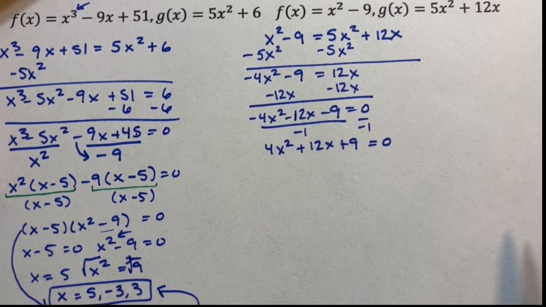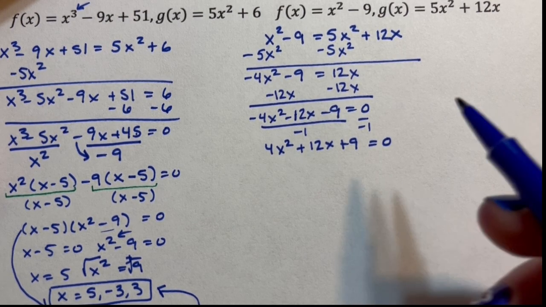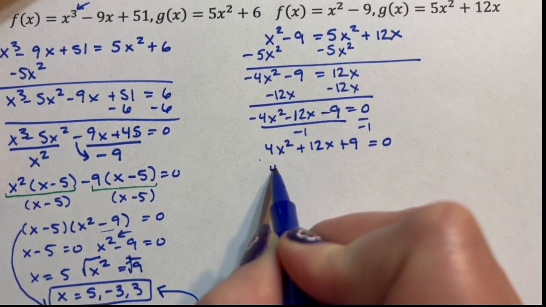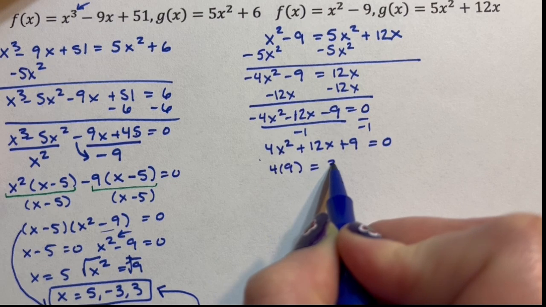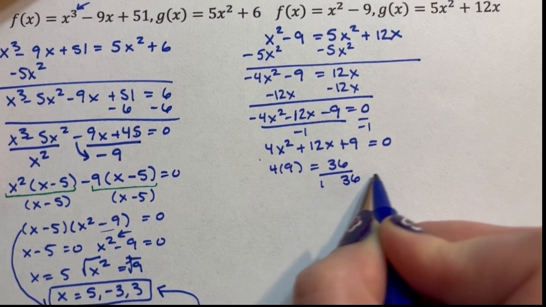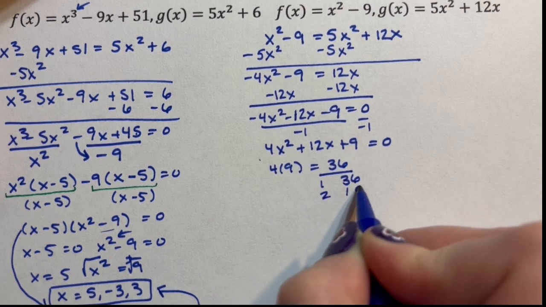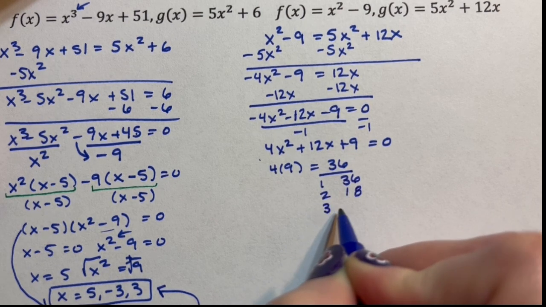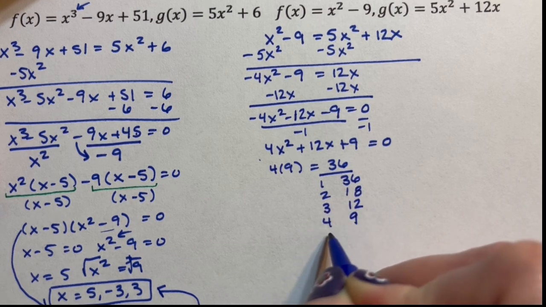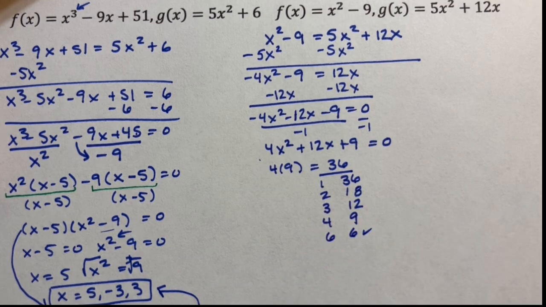You want it to be where you see a problem, you do a problem. When you have a not equal to 1, you multiply. 4 times 9 is 36. Everything is positive. 1 times 36, that adds up to 37. 2 times 18, that adds up to 20. 3 times 12, that adds up to 15. 4 times 9, that adds up to 13. And 6 times 6, that adds up to 12.